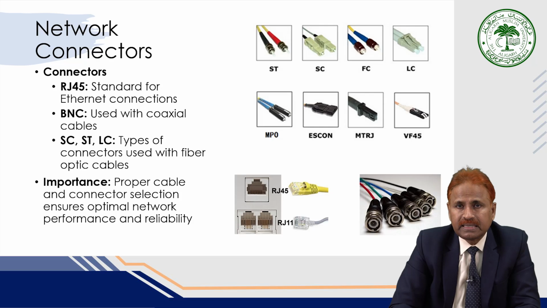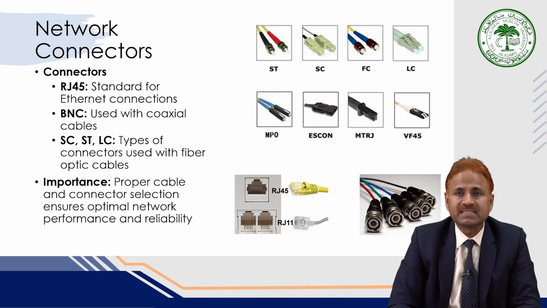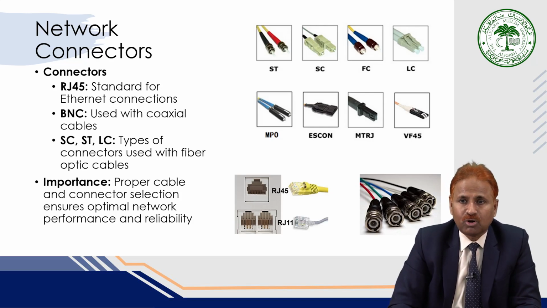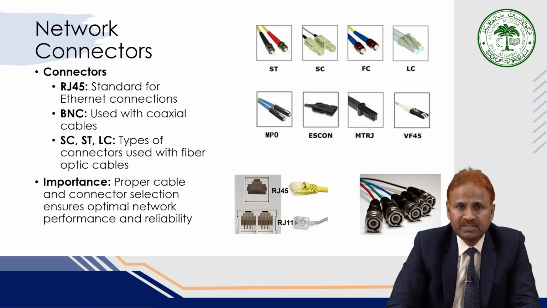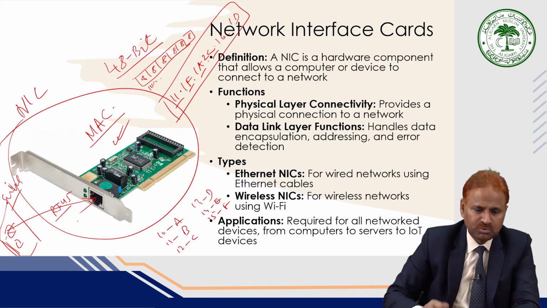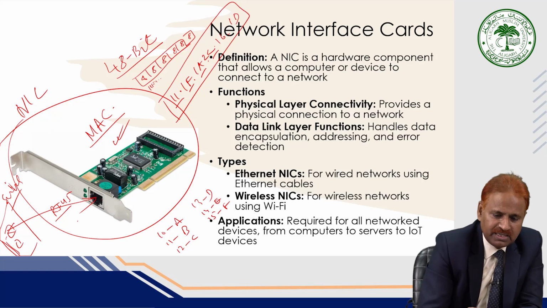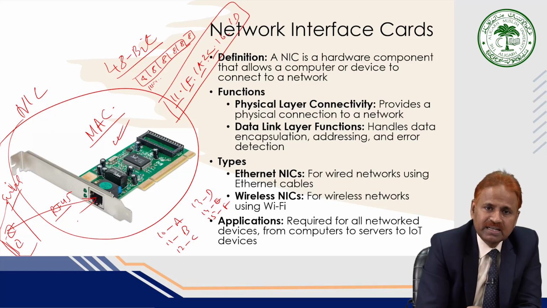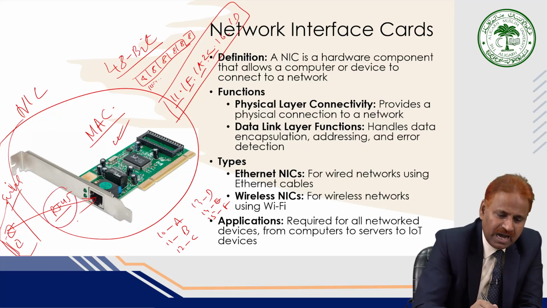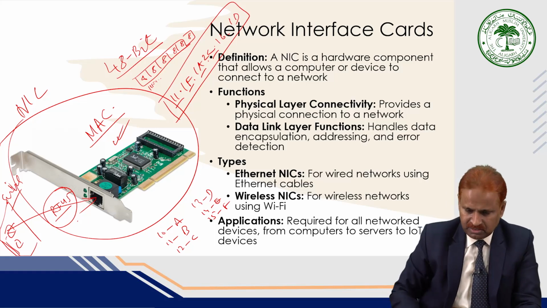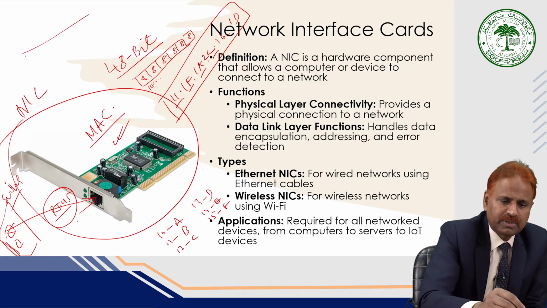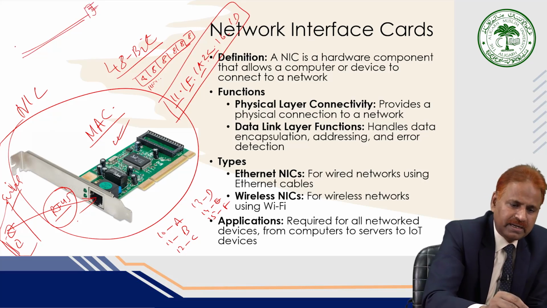Now another thing that comes into the picture is connectors. I have already told you that various kinds of connectors are written over here. In the previous example I showed you this kind of port, and here it uses an RJ45 type of connector. So a cable, say for example this Cat5 cable, has an RJ45 connector at one end and an RJ45 connector at the other end.